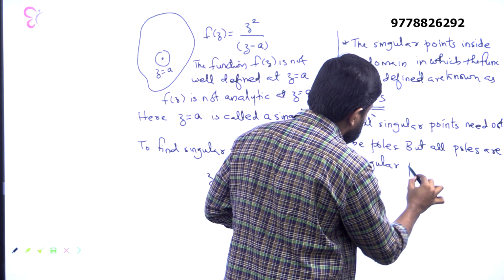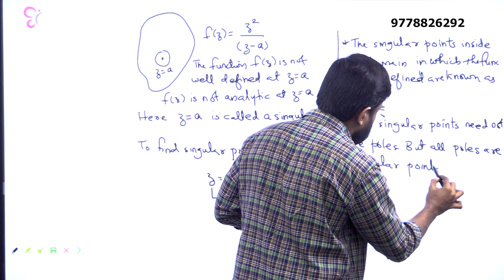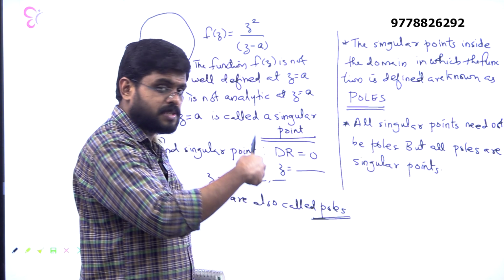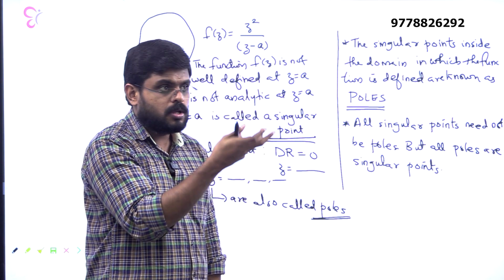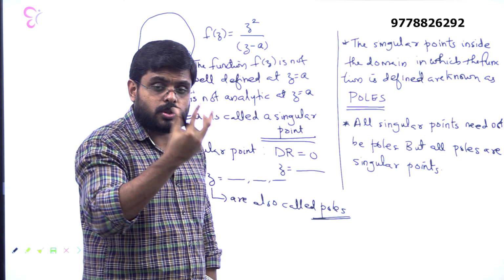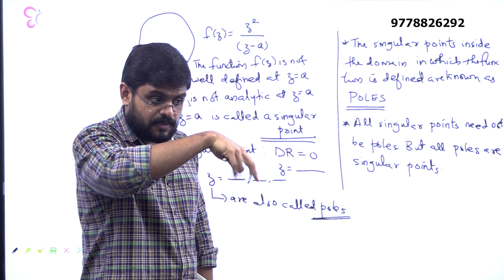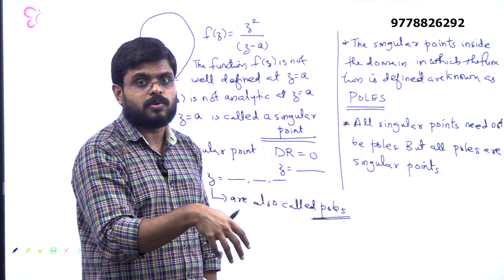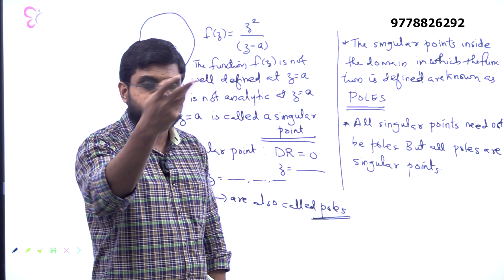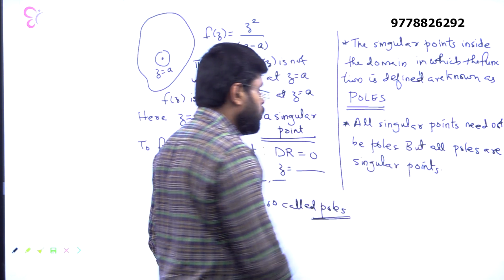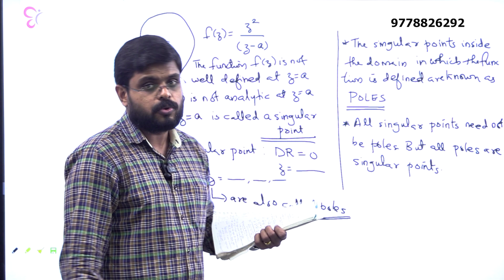All poles are singular points. Very, very important. We may get singular points which are outside the contour, so we should concentrate only on those singular points which are inside the contour. Why? Because the function is well defined only inside the contour. We don't know the behavior of the function outside the contour. So all singular points need not be poles, but all poles are singular points.